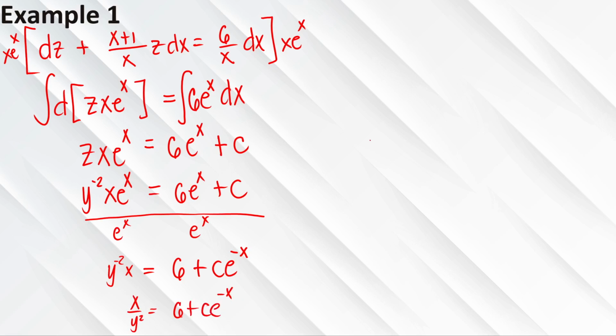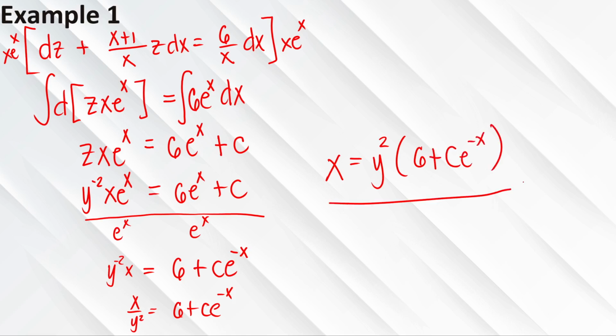Then i-cross multiply lang natin yung y squared. Or actually dito, nag-multiply na lang sana tayo ng y raised to negative 2. Pero syempre mas sanay tayo sa mga cross multiplication. Ganyan. Whatever works for you. So x equals 6 y squared plus 6 c e raised to negative x. And that is our final answer.